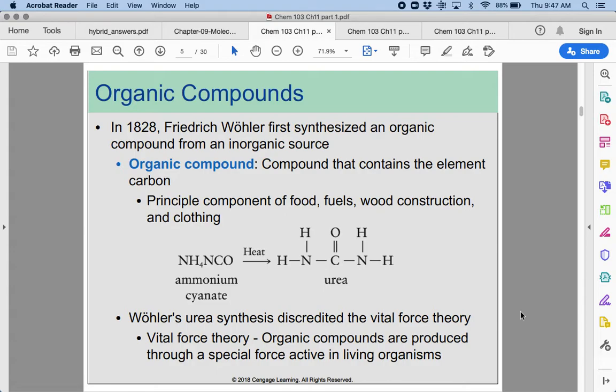Now, the first example of someone who was able to synthesize an organic compound from what we consider an inorganic source was Friedrich Wöhler, and this was back in the early 1800s.